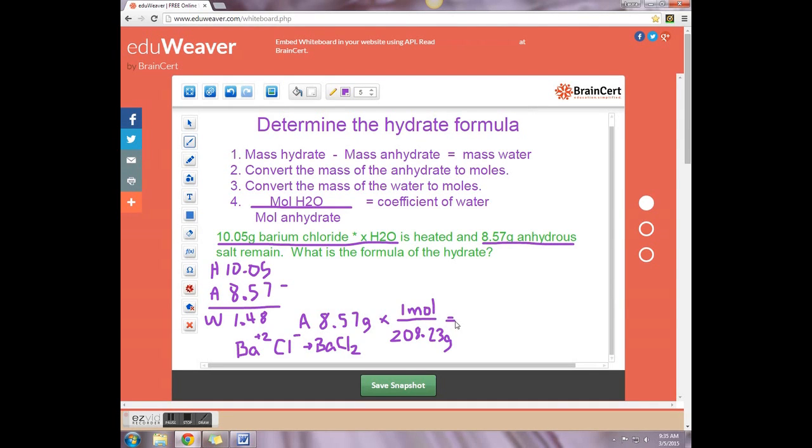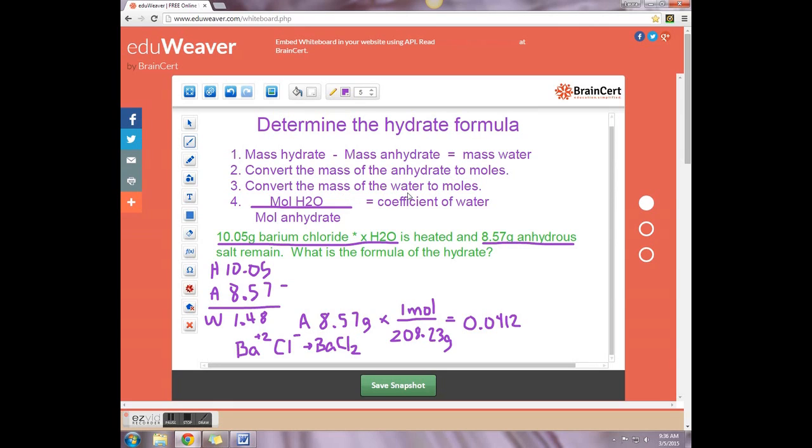Alright, and I plug this into my calculator. 8.57 divided by 208.23 equals 0.0412, keeping track of my significant figures.